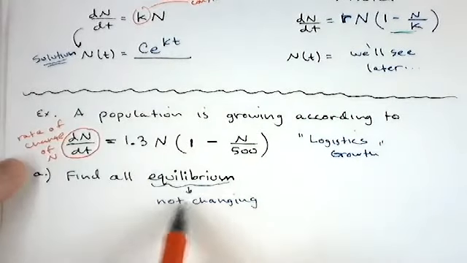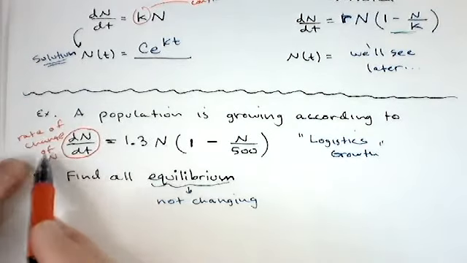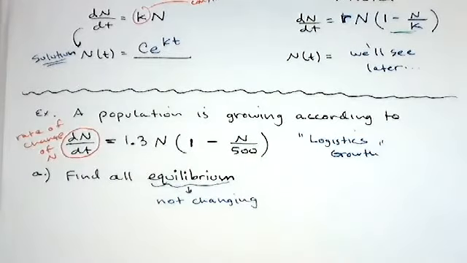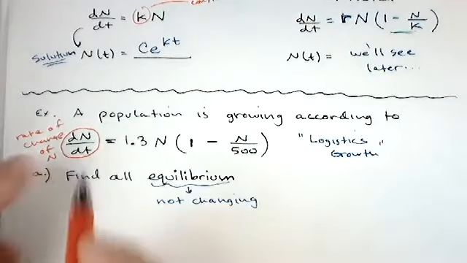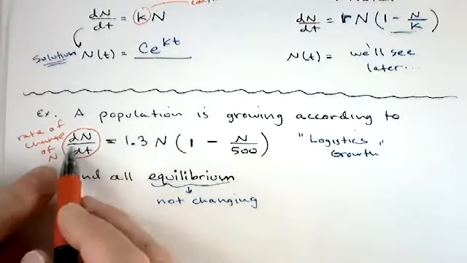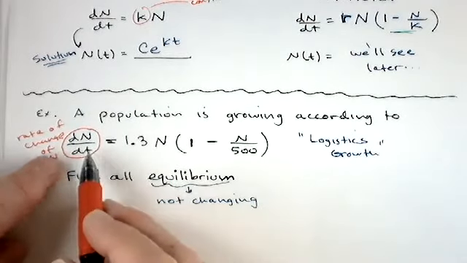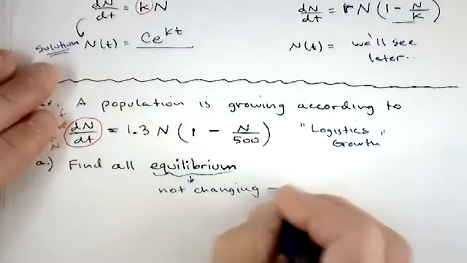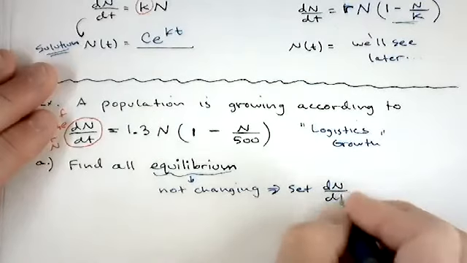So if equilibrium means I want to find where things are not changing, and dN/dt is the rate at which things change, what do I want to set dN/dt equal to then? And this will be true for all differential equations, not just logistic growth. If they ask you to find equilibrium points for a differential equation, this is the rate of change, and we want no change. So we're going to always set our derivative equal to 0. If it's not changing, that means we're going to set dN/dt equal to 0.